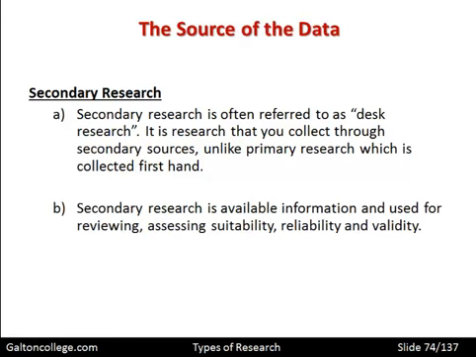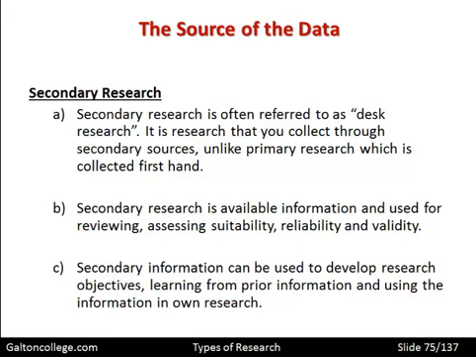Secondary research is available information and used for reviewing, assessing suitability, reliability and validity. So secondary research was undertaken on a very general level, and now it's made available to researchers in more specific areas. But the researchers who use it did not originally collect the data. That was collected by someone else. So it's secondary. Someone collected the data for a start and then others used it. That's secondary.